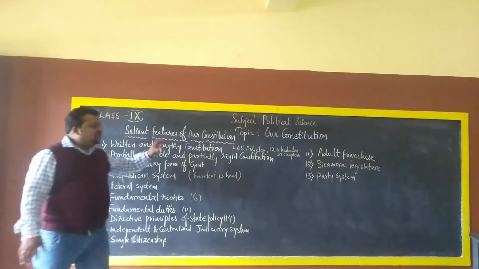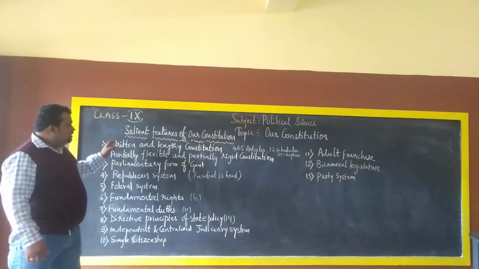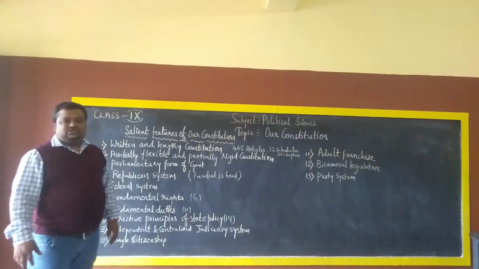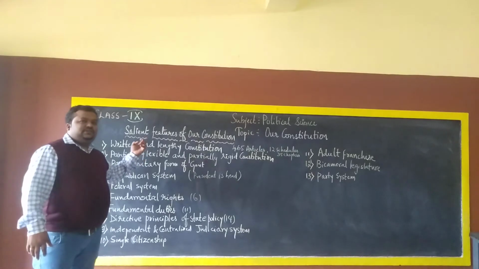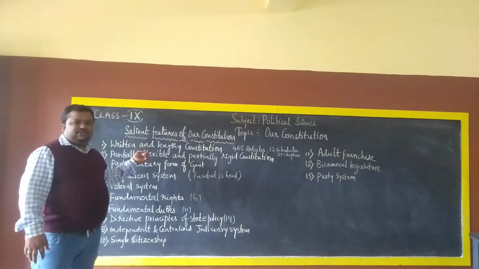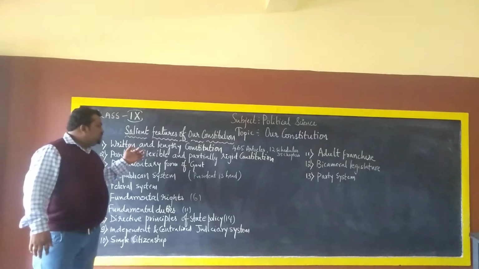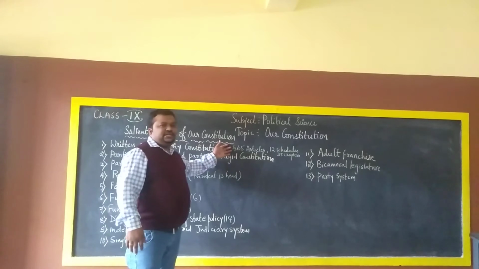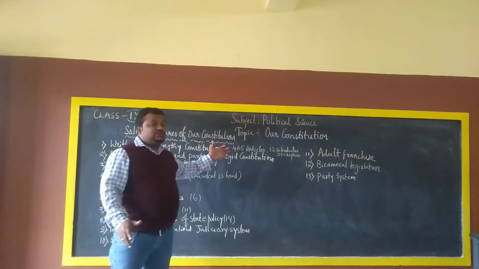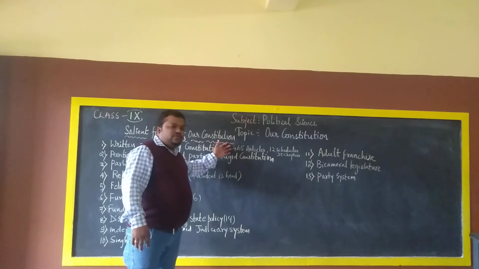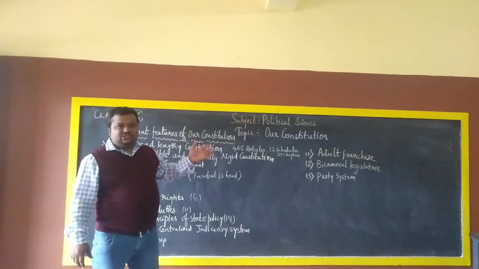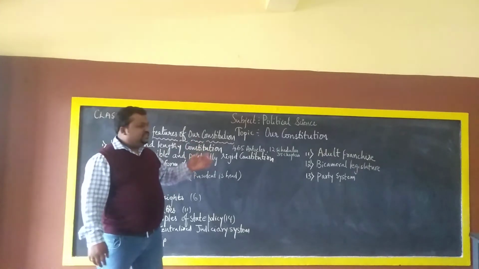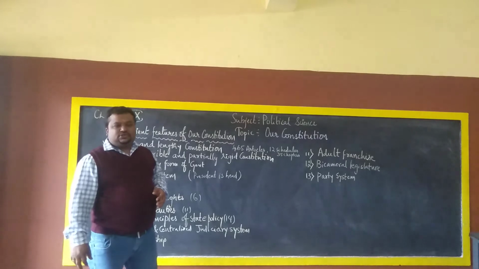It's a lengthy constitution. Our constitution is the lengthiest constitution in the world. And we have taken ideas from the USA and some other countries also. So it consists of 465 articles. Why is it so lengthy? Because it consists of 465 articles, 12 schedules and 25 chapters. Understood?